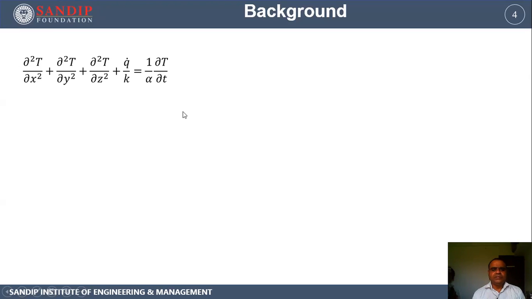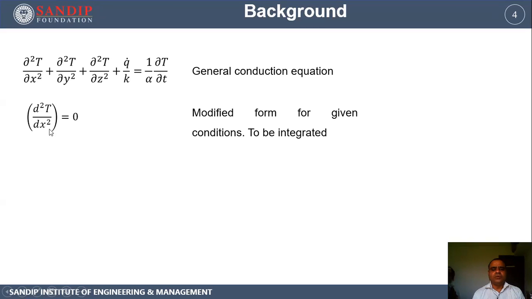Now we can simplify this equation in this fashion. It will become d square T upon dx square is equal to 0. So from the last lecture, we can tell this particular equation is for one-dimensional steady state conduction without internal heat generation. So there is no heat generation, steady conditions are there, and the temperature gradients in the y and z directions were also ignored. Instead of partial differentiation, it is now written in terms of full differentiation because temperature is a function of x alone. So this is a modified form for a given condition.